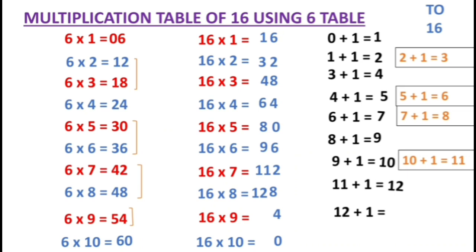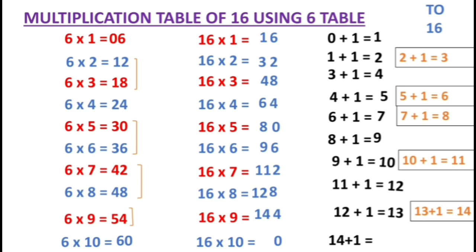12 plus 1, we get 13. See? 6 eights are 48, 6 nines are 54. The tens place is changing. So what should we do? We should add plus 1. 13 plus 1, 14. 16 nines are 144.